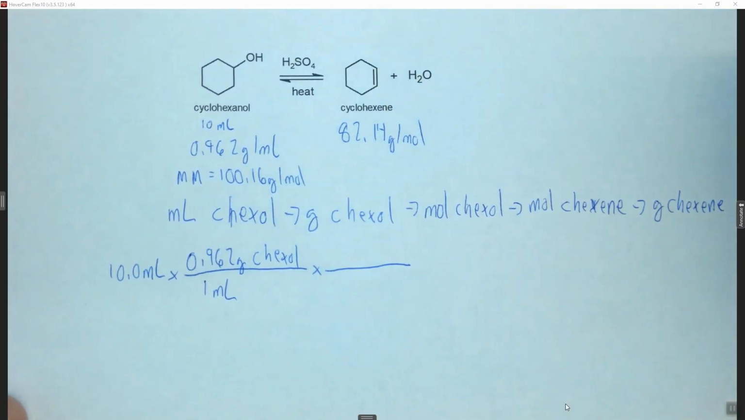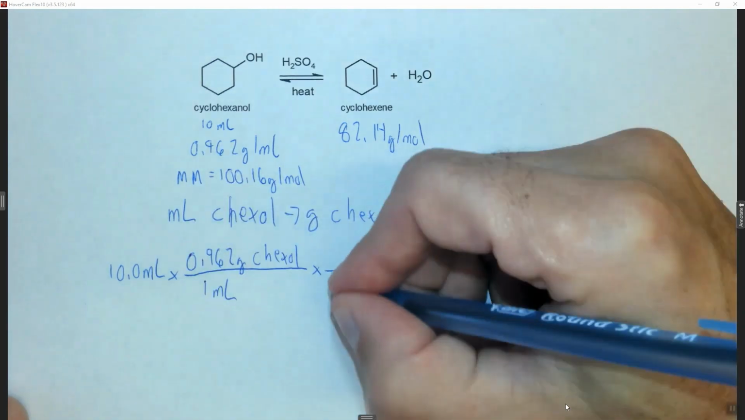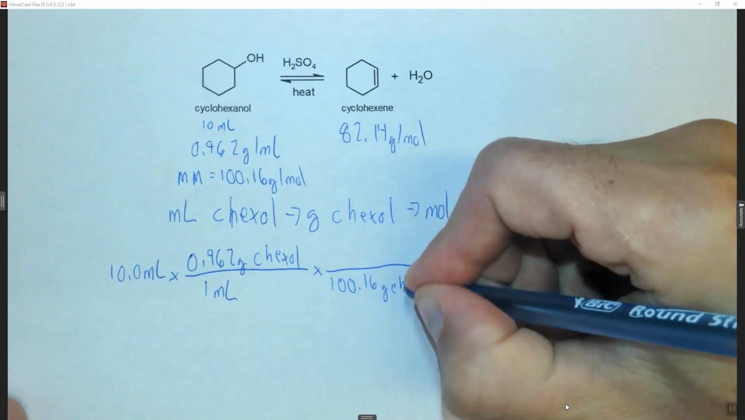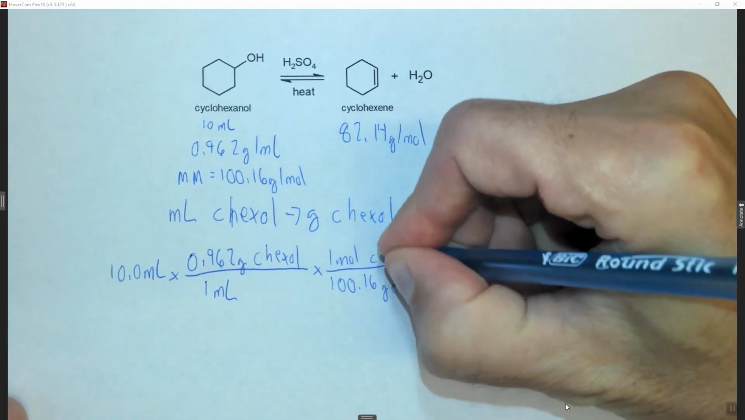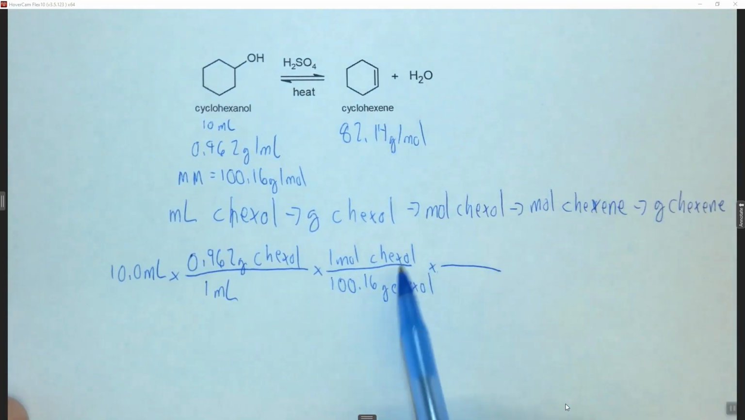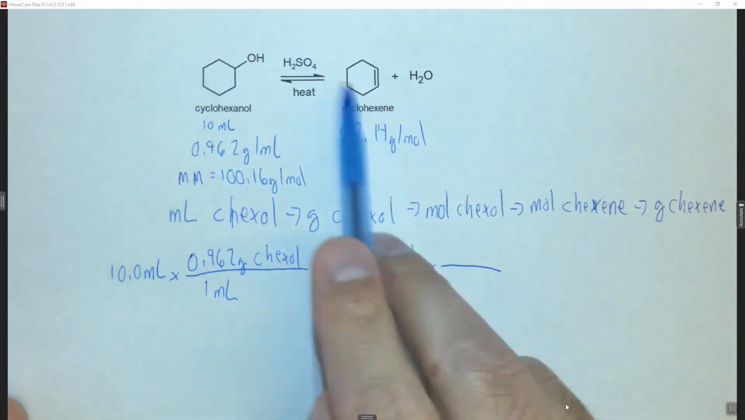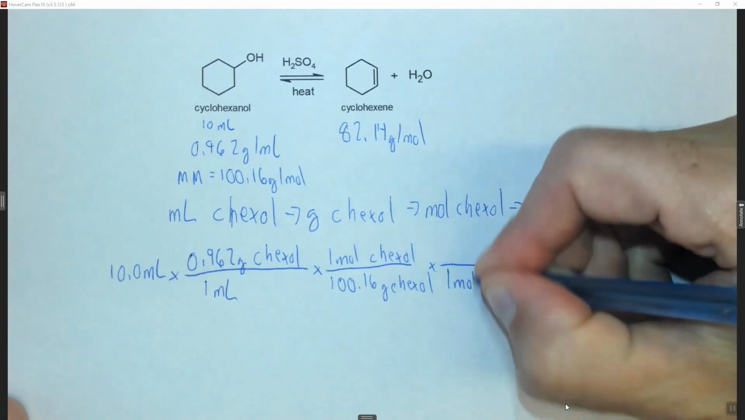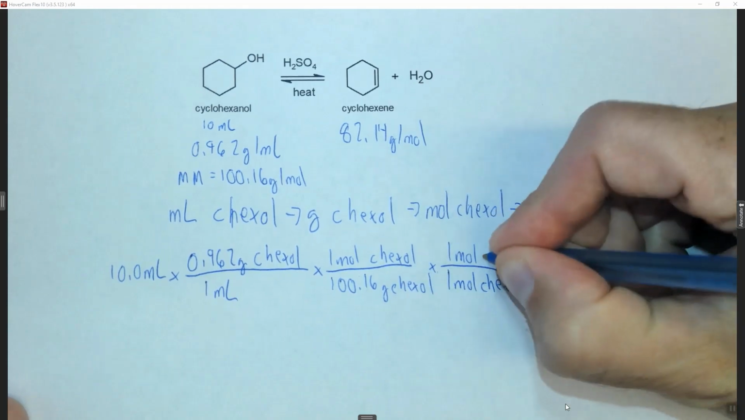We now want to convert to moles using the molar mass. So if we have grams here, we want to put the molar mass on the bottom, in this case 100.16 grams of the cyclohexanol per mole of the cyclohexanol. Now we want to go from moles of cyclohexanol to moles of cyclohexene. That's the balanced chemical equation, and we have one of these forms one of these. So every 1 mole of cyclohexanol forms 1 mole of the cyclohexene.